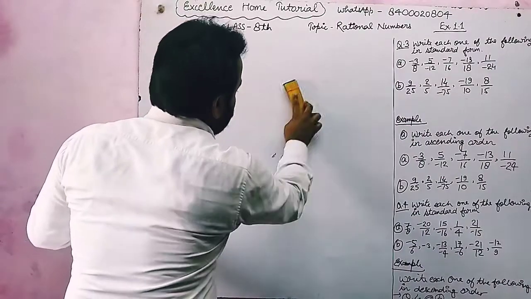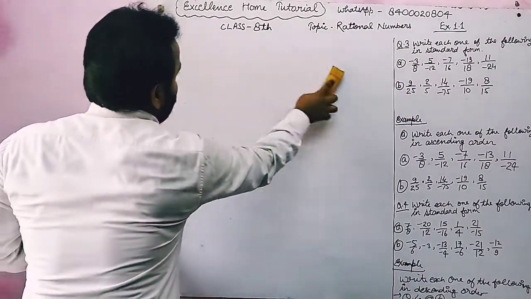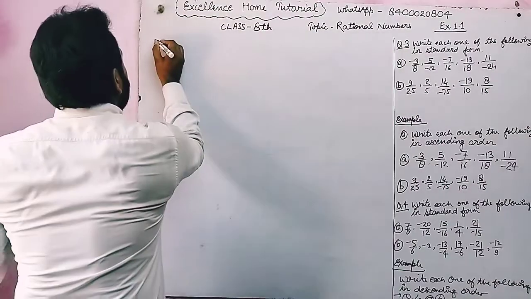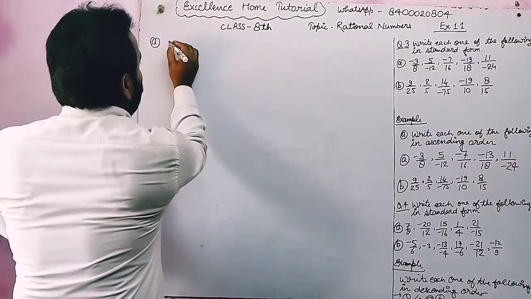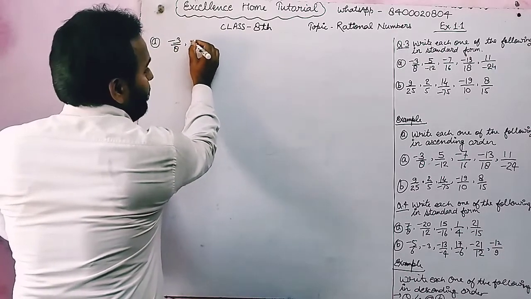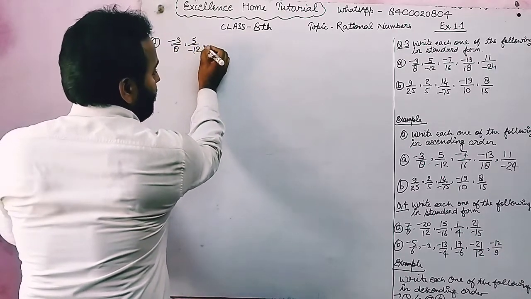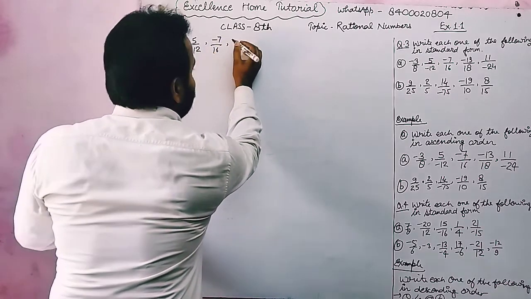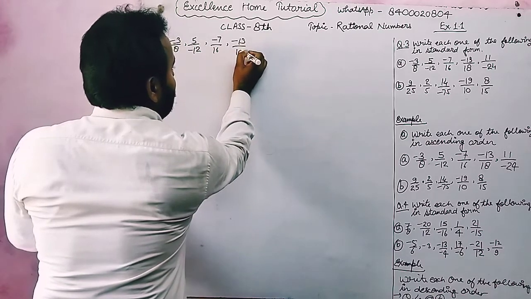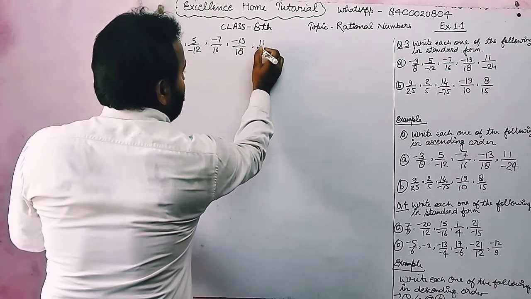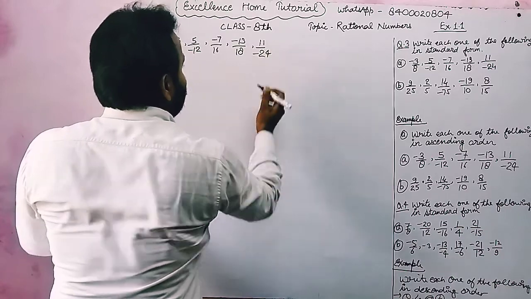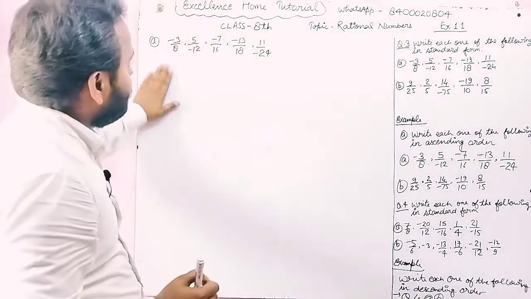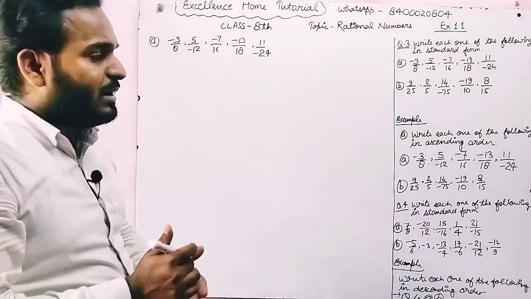Now question number 3, we have to solve it in ascending order. Okay, so note down first of all: minus 3 by 8, 5 by minus 12, minus 7 by 16, minus 13 by 18, 11 by minus 24. In this question, we have to arrange these rational numbers in ascending order.